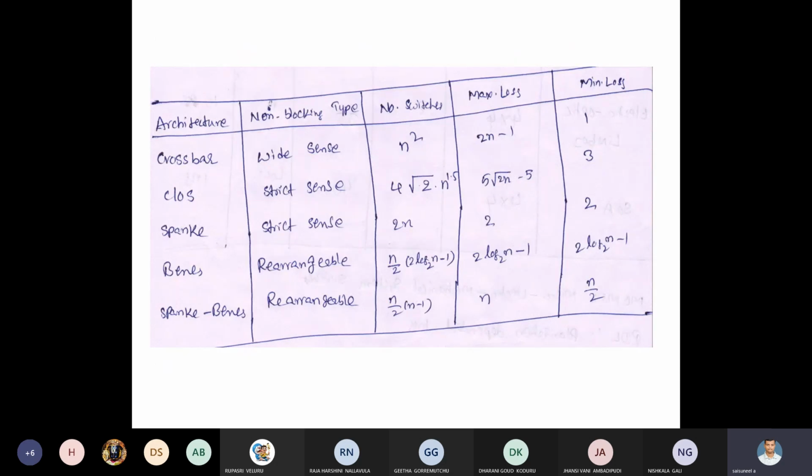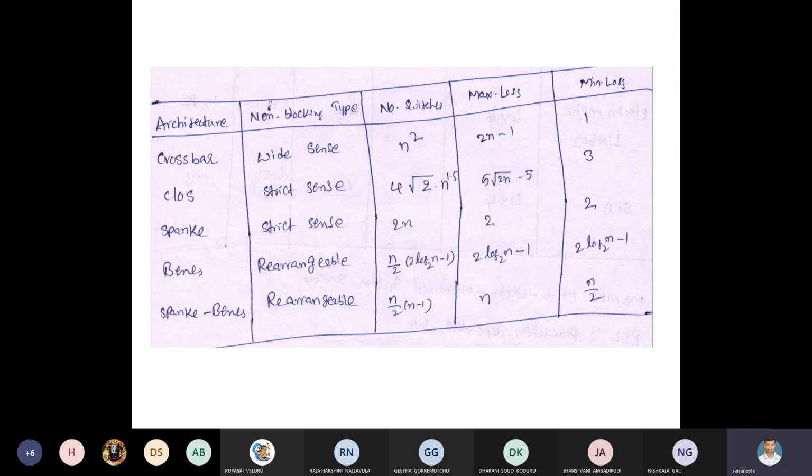Now we have to compare all these switching architectures. That is, what is meant by crossbar switching, what is meant by Clos network, what is meant by Spanke, what is meant by Benes, what is meant by the combination of Spanke and Benes. Here, for non-blocking type, the crossbar is wide sense, the Clos network is strict sense, the Spanke is strict sense, and Benes and finally Spanke-Benes are rearrangeable networks.